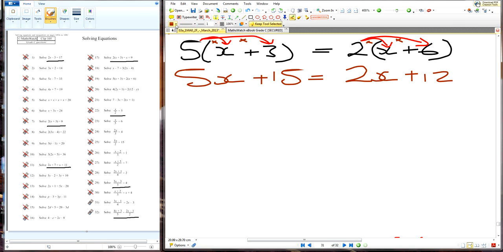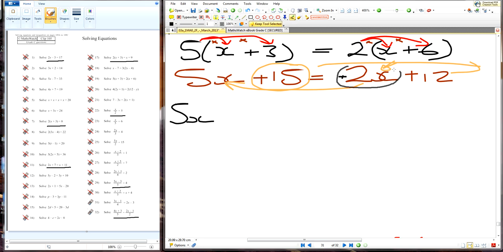We do the same thing we've done in the previous example. We start at the smaller x value, which is what? 2x. Move that towards the 5x and move the plus 15 in the other direction. So what do we have now on the next line? We have original 5x there. Now the plus 2x has joined it.